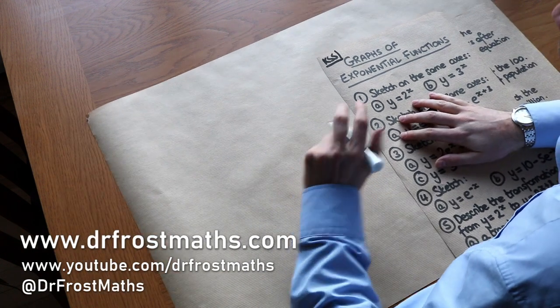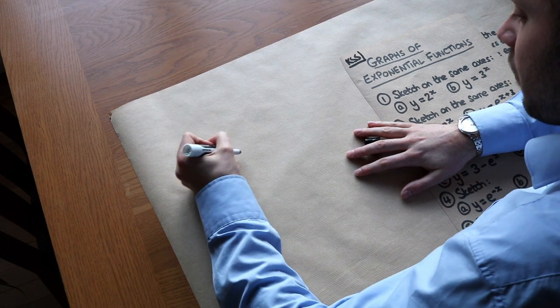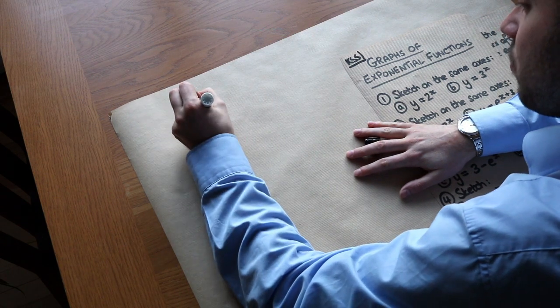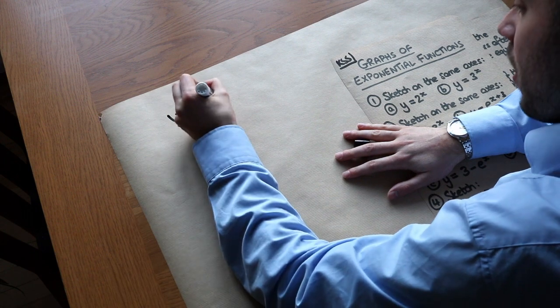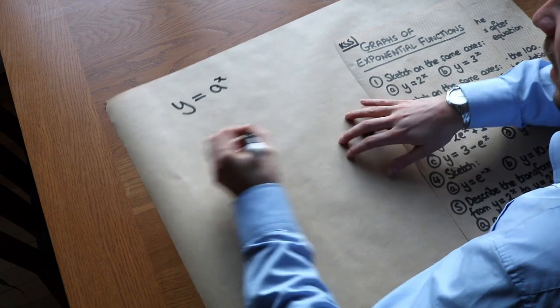Now if you've done a qualification like, say, the GCSE, then you'll be familiar with what a basic exponential function looks like. So an exponential term is something of the form a constant to the power of x. So that could be, for example, 2 to the power of x.